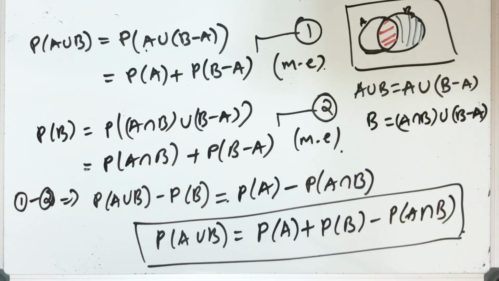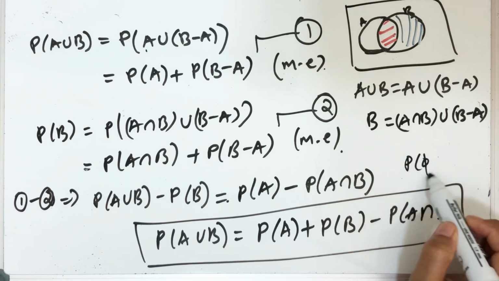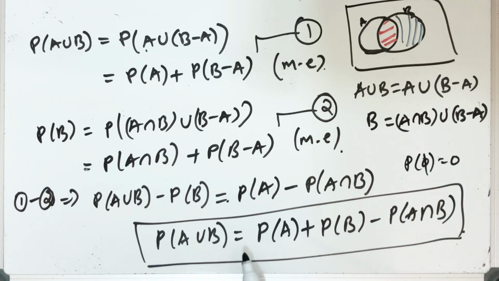Suppose A and B are disjoint sets. Then what will be P of A union B? If A and B are mutually exclusive or they are disjoint, then we say A intersection B is equal to empty. Then P of A intersection B is equal to P of phi, which is equal to 0. So P of A union B is equal to P of A plus P of B. If A and B are mutually exclusive events, we can say P of A union B equals P of A plus P of B.